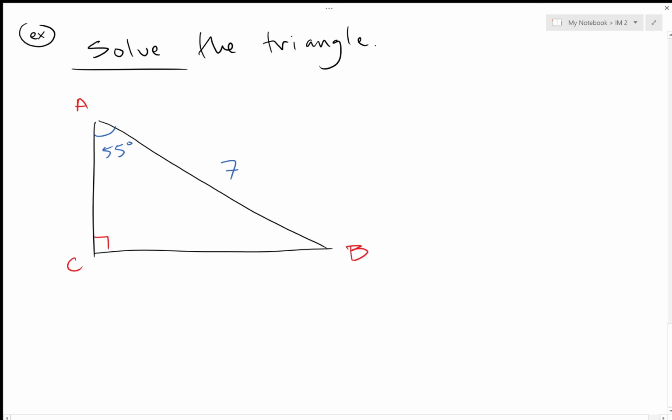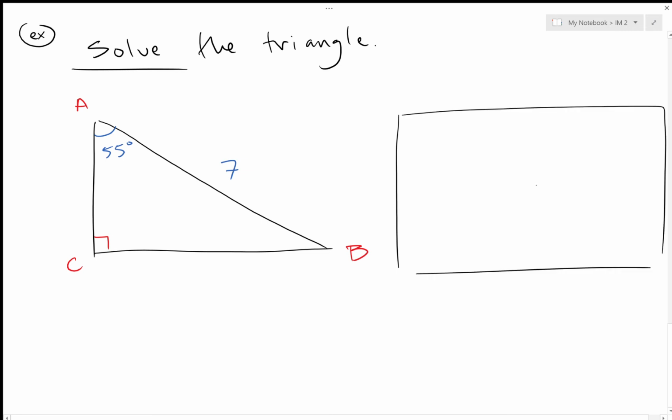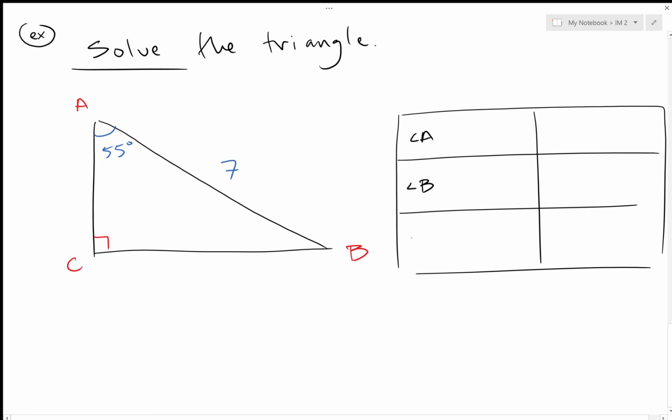What we want to do, or at least what I do, is create a little organizer table here so I can find out everything I have and everything I need. So angle A, angle B, angle C.